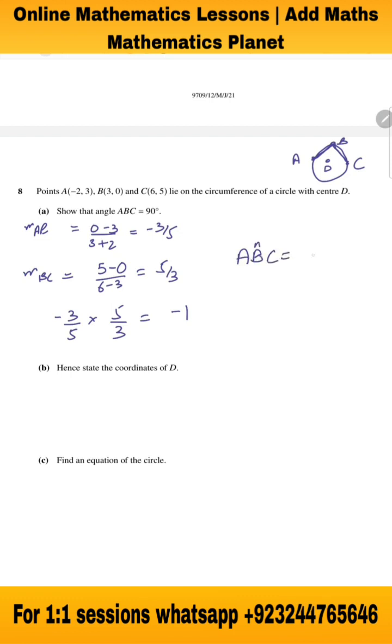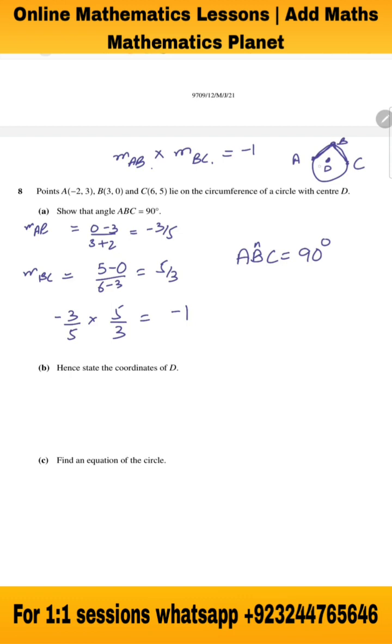So ABC is making an angle of 90 degrees. This is the result that if we have two lines and the product of the slopes of the two lines is equal to -1, then it means they are making an angle of 90 degrees with each other. Hence, state the coordinates of D. So what will be the coordinates of the point D? They are making an angle of 90 degrees with each other.